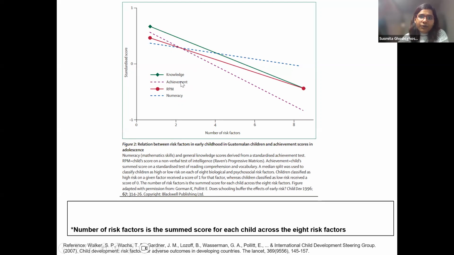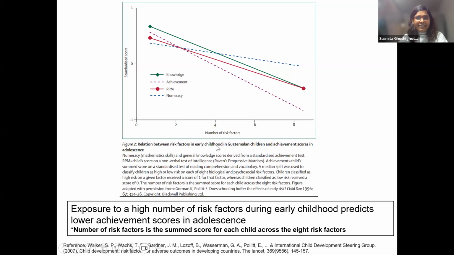If we look at this figure, we can see that if the children are exposed to a high number of risk factors, then they are less likely to get a higher standardized score on knowledge, achievement, numeracy, or the non-verbal test of intelligence in their adolescence. So we can say that exposure to a high number of risk factors during early childhood can predict lower achievement scores in adolescence.